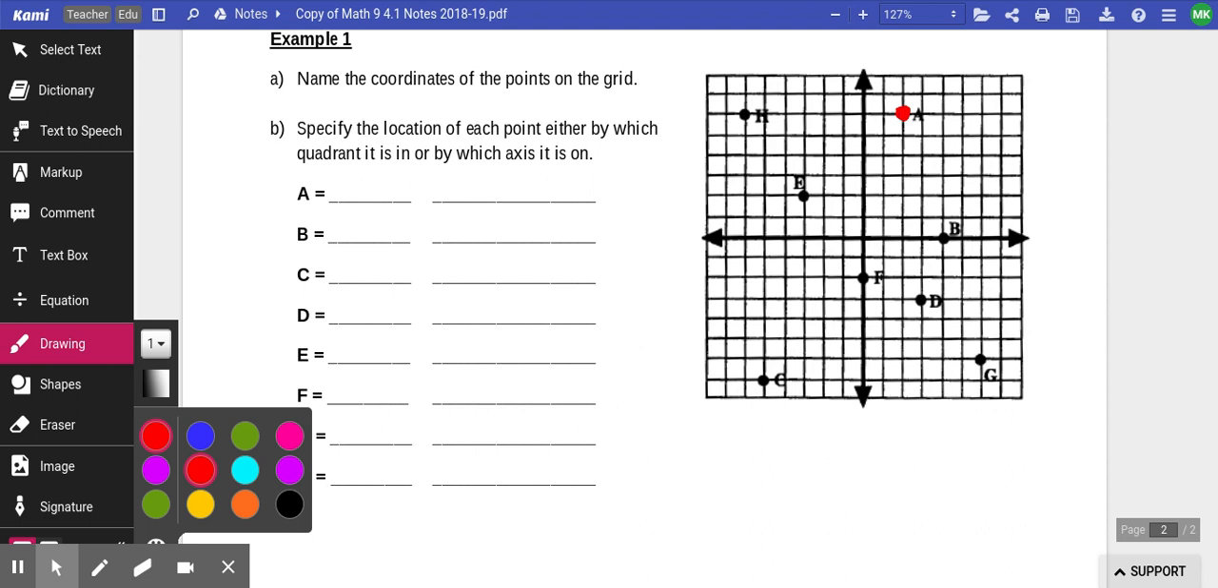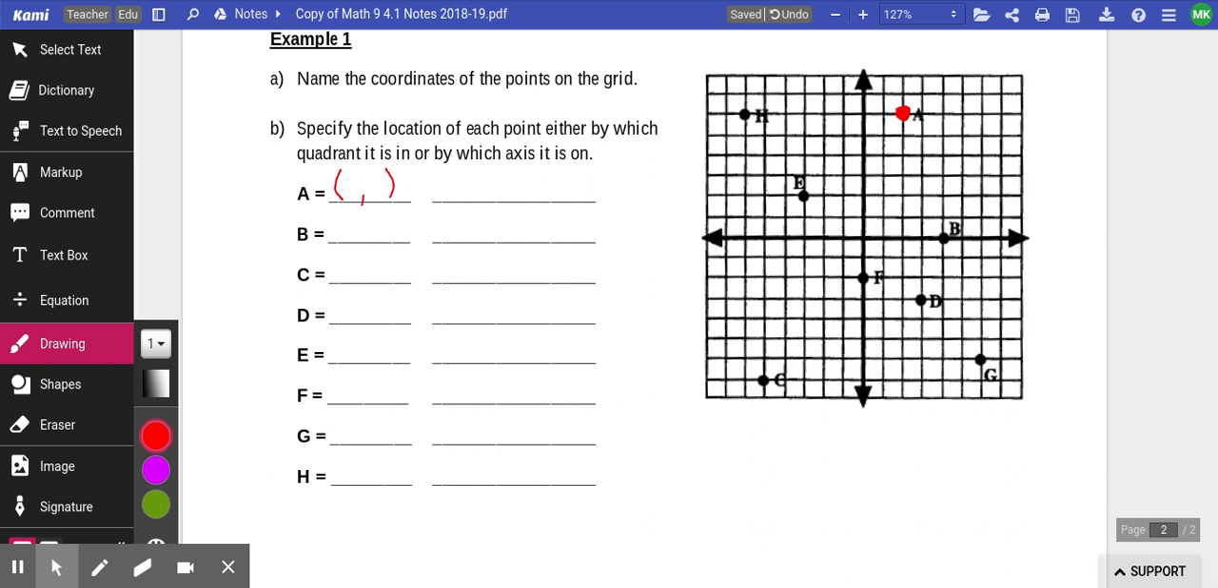I want to figure out the coordinate of A. A coordinate goes in two parentheses with a comma in the middle. The first value is X. That's how far to the left or right your point has gone. The second value is Y. That's how high or low it's gone, up or down. So we'll start with X.